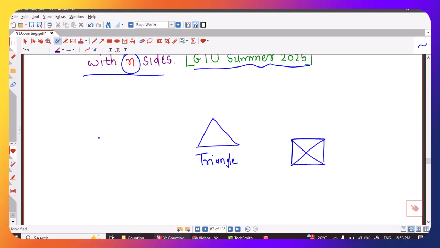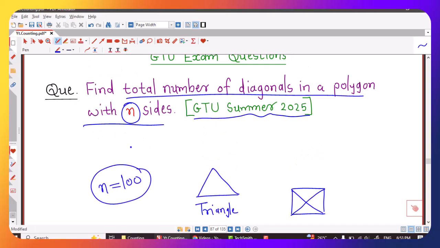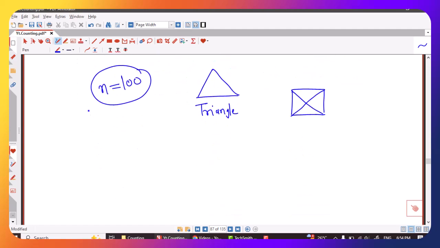But suppose we have a polygon with n equal to 100 sides, then it is not comfortable to count the number of diagonals in a polygon with n equal to 100 sides or large number of sides. So here we have to answer that what is the formula for counting the total number of diagonals in a polygon with n sides. So that we can understand in this way.